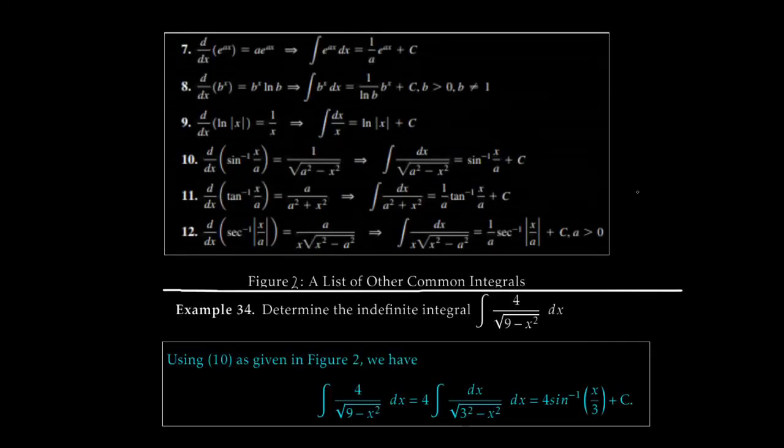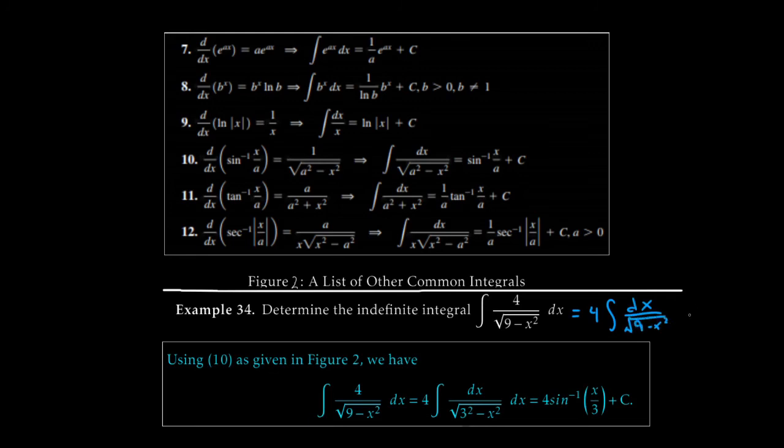Okay, finishing it off, one more example. Let's challenge ourselves with one more. Example 34, we're going to determine the indefinite integral of 4 over the square root of 9 minus x squared dx. Looking at what we got, I've got a number on top. I can always pull that out. I can turn this into 4 times the integral of dx over the square root of 9 minus x squared.